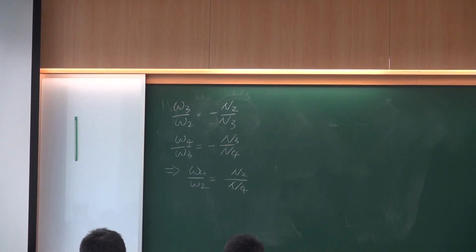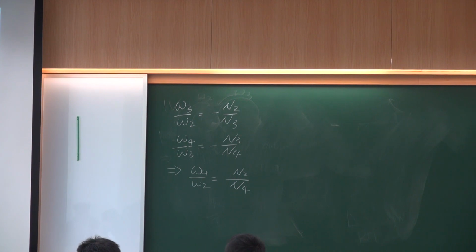So let's start with omega 2. Omega 3 over omega 2, from our previous formula, we know is the teeth ratio, the ratio between the number of teeth. These two are external gears, so we know it's negative N2 over N3. We can write another equation to express the relationship between gear 3 and gear 4. It's the same form: omega 4 over omega 3 equals minus N3 over N4.